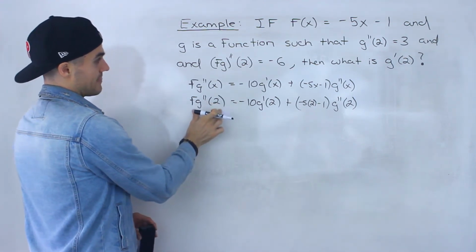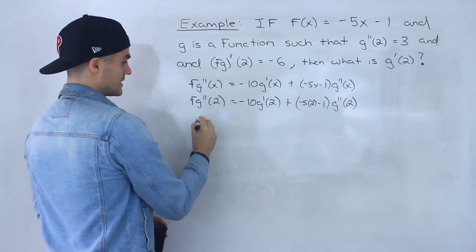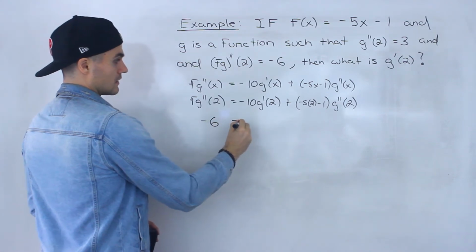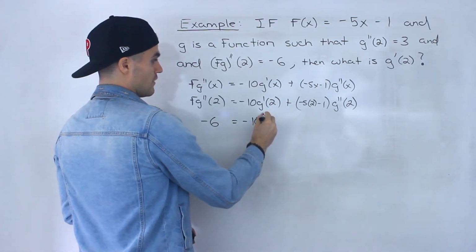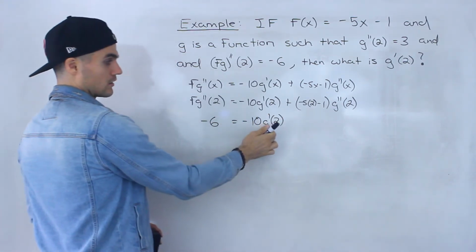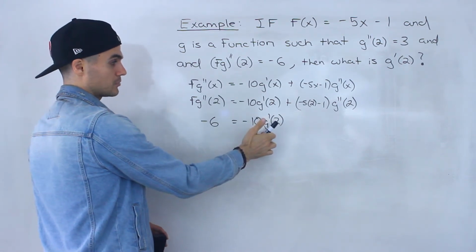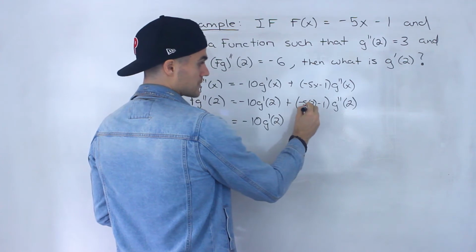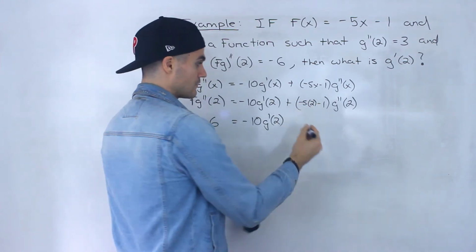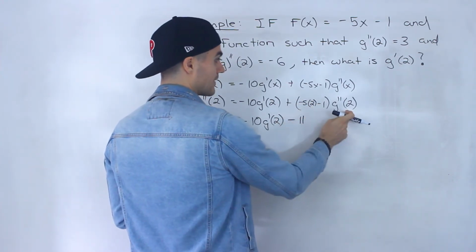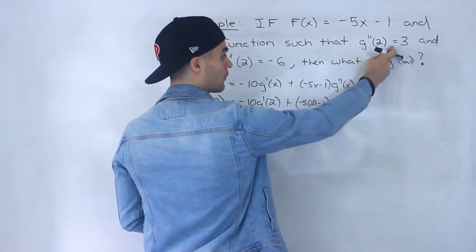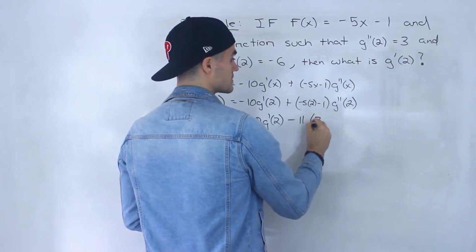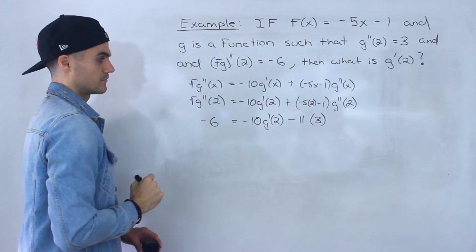And then notice that this here, we know that that's equal to negative 6. Now, this is what we're solving for, so we don't have anything to plug in there yet. Now here what we'll have is negative 5 times 2 is negative 10 minus 1 is negative 11. So we'll have negative 11 and then g prime prime 2. Notice that we're given that as being 3.